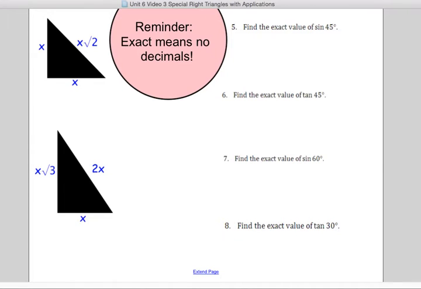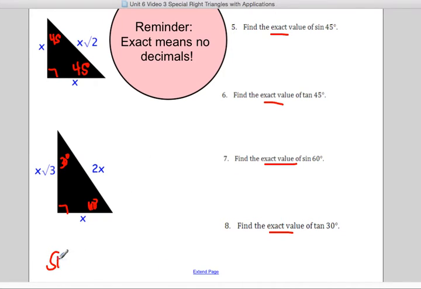Some other problems that you can do with special right triangles is find other exact values. Exact once again means you do not round. There are no decimals. Typically it involves a square root sign. So it tells me to find the exact value of sine of 45. Well, I know this one is a 45, 45, 90 triangle. If this is x, that means this is my 30, 60, 90.